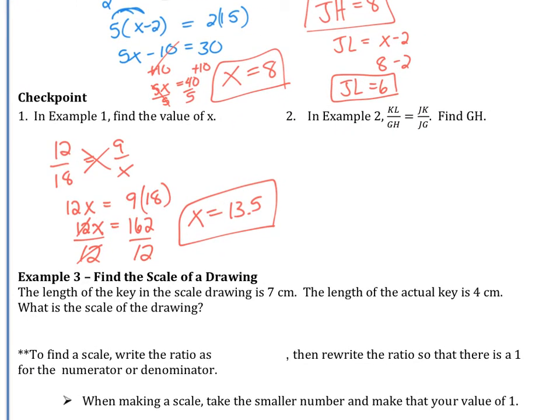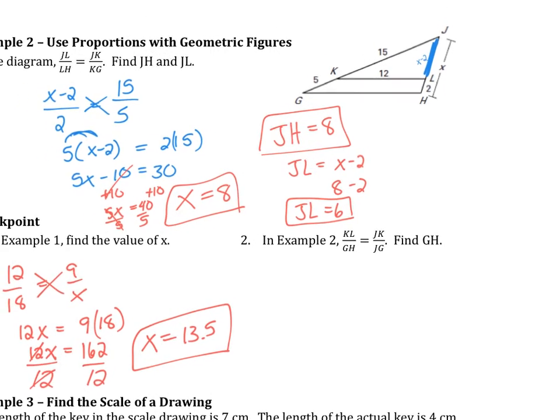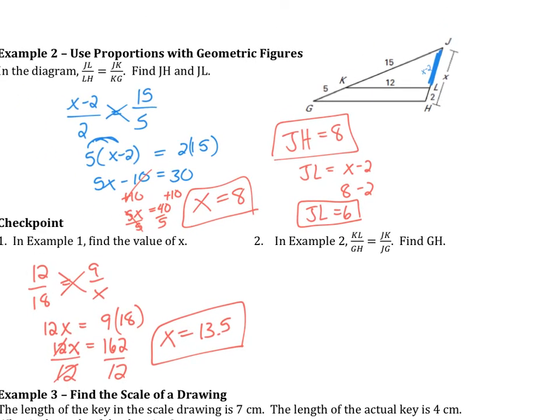In example 2, KL over GH equals JK over JG. Find GH. So we look at example 2. KL is 12, and I'm getting that from up here. So it's 12 over GH. Let's call GH y. So say 12 over y equals JK. And we said JK is 15.